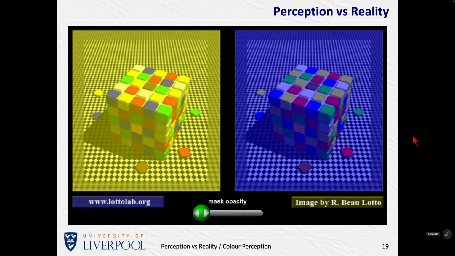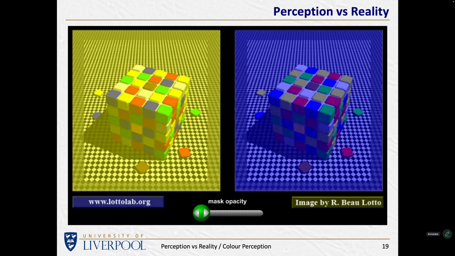However, the point I'm making in this particular graphic is that you're wrong. The blue squares on the left and the yellow squares on the right are actually the same colour.